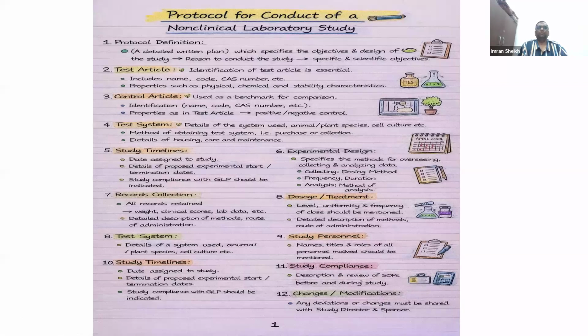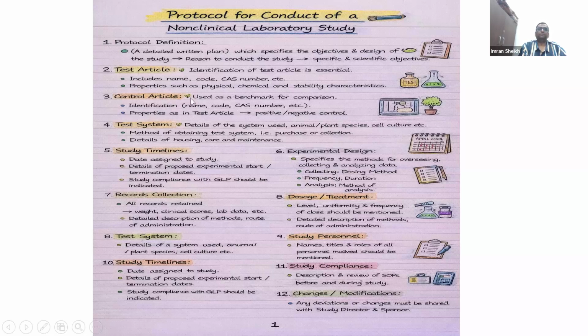So what is basically a protocol? A protocol may be a written plan which specifies the objectives and design of the study and the reason to conduct the study, and specific scientific objectives are always there. Now what is a test article? A test article is an article which is essential in nature, and it includes the name, code, and CAS number. Now what is basically the CAS number? It is the Chemical Abstract Service registry number. So that is called the CAS number.